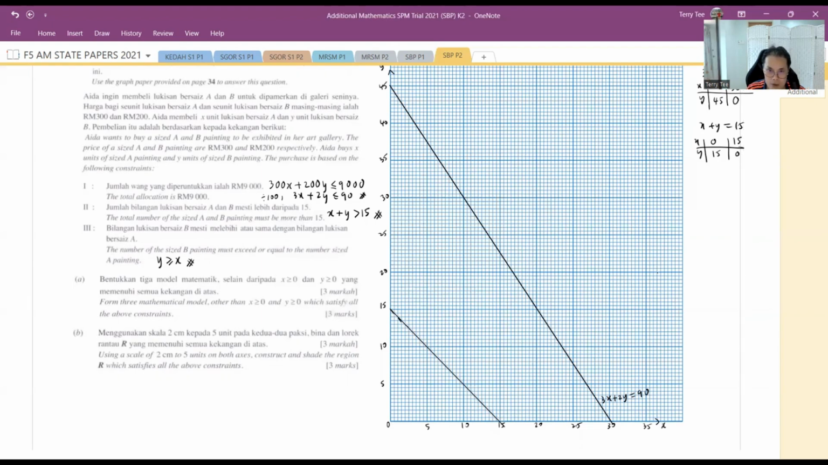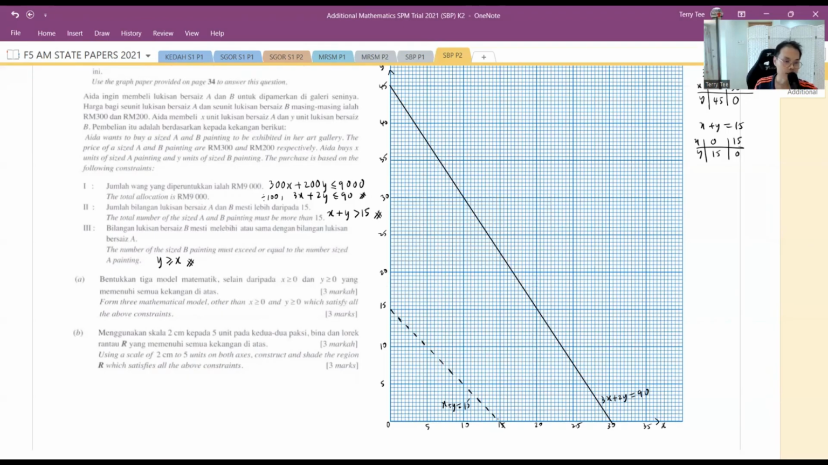1, 2, 3, 4, 5, 6, 7, 8, 9, 10, 11, 12, 13, 14. Around here. Take the dotted line here, the whole dotted line. I can't take the whole dotted line. Okay, delete it. So this is your x plus y equals 15.